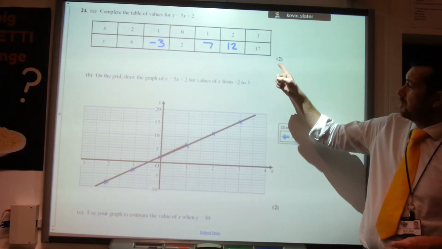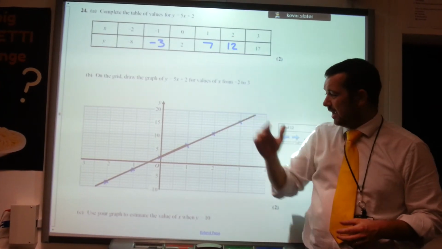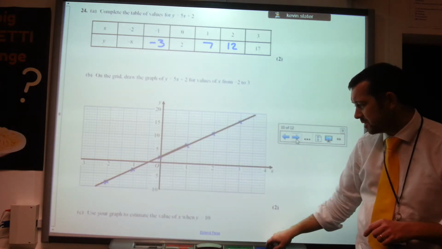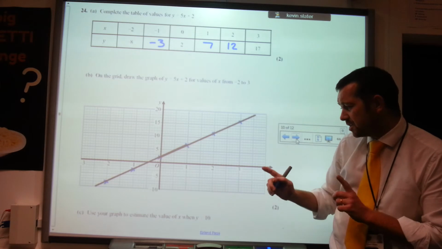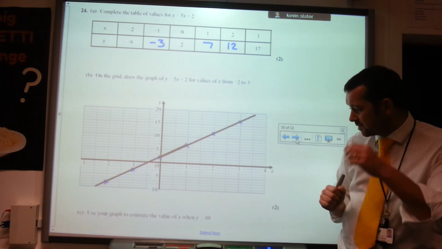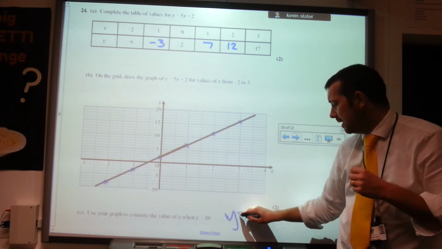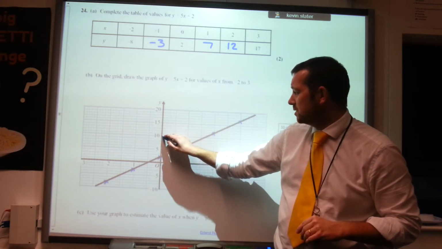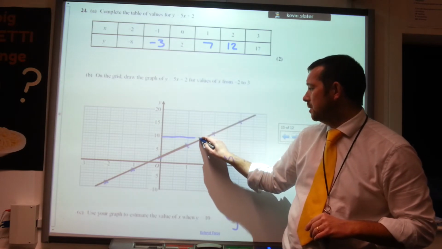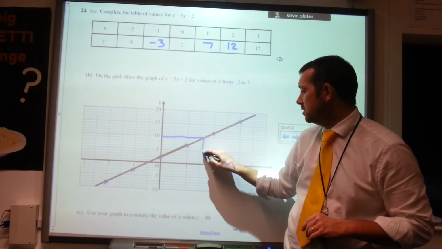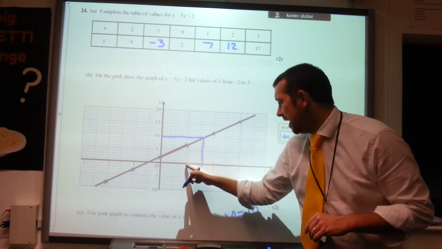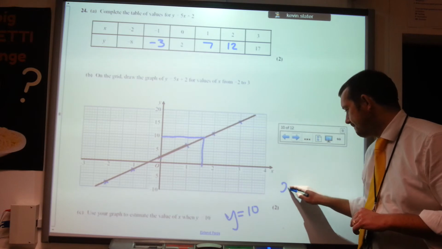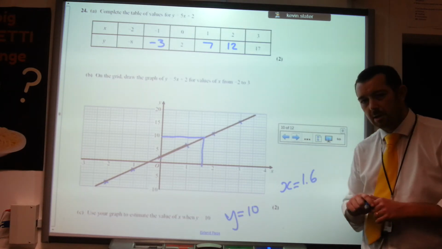This one here, so the numbers in there, that's what they should be, and again my line here that I've drawn. Now the last bit though, just answering that, use your graph to estimate the value of x when y equals 10. Now this is what I need to do for that. These are all my y values, so this here is when y equals 10. So y equals 10, and I'm using my graph to estimate, y equals 10 when x equals 1.6, it looks like there. That's my answer.